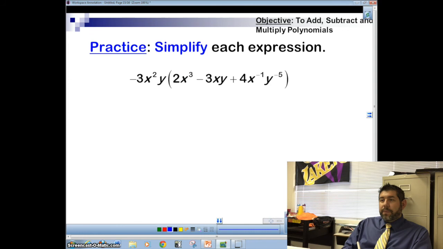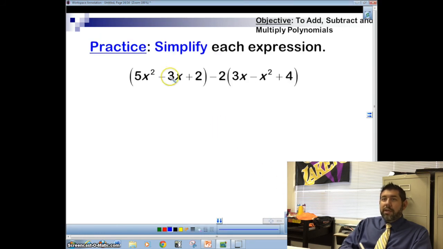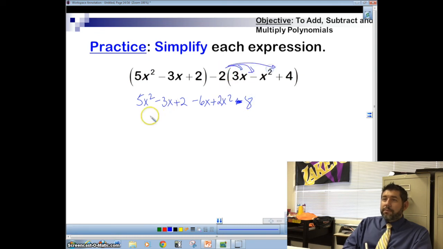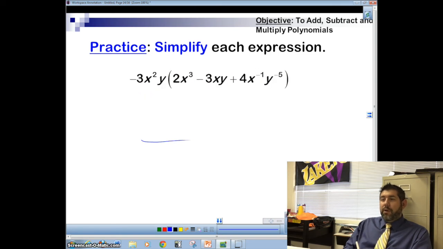All right, how many more of these guys do I have? Jeez, 3 more? I don't think I have time for 3 more, so we're going to do these pretty quickly here. 5x squared minus 3x plus 2 minus 6x plus 2x squared minus 8, okay, because we're distributing. So we got 5x squared and 2x squared, which is 7x squared, negative 3x, negative 6x, which is minus 9x, and 2 and negative 8 is negative 6. And there's our answer. Okay, let's keep going.